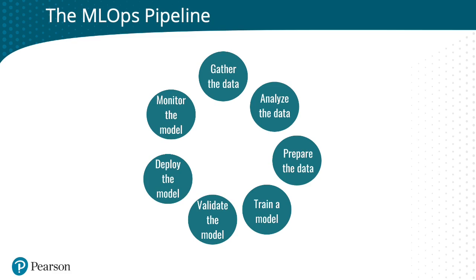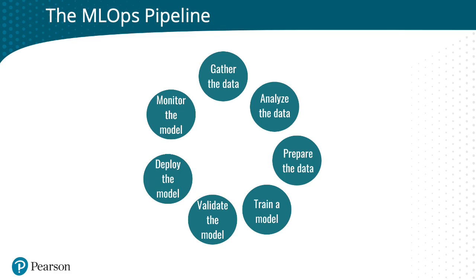So we start by gathering our data, then we analyze it, we prepare it with things like feature engineering, and then we train a model, which is usually what the goal of our machine learning project is. It's to get a model that tells us something based on the data that we give it. And then we need to validate this model.